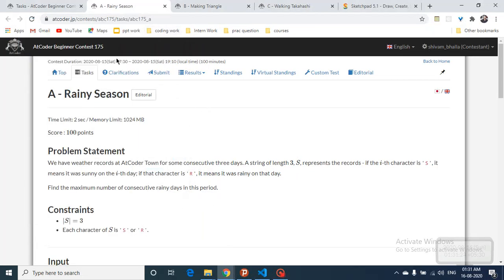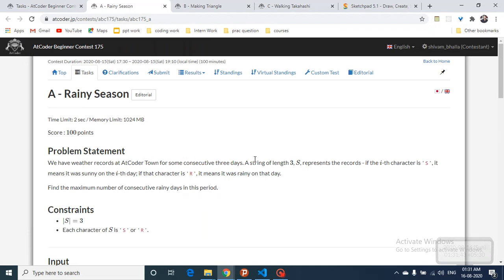Hello friends, so today we're going to discuss the first three problems from the latest AtCoder Beginner Contest 175. So let's start. The first problem is named Rainy Season. So we have weather records at AtCoder town for some consecutive 3 days.